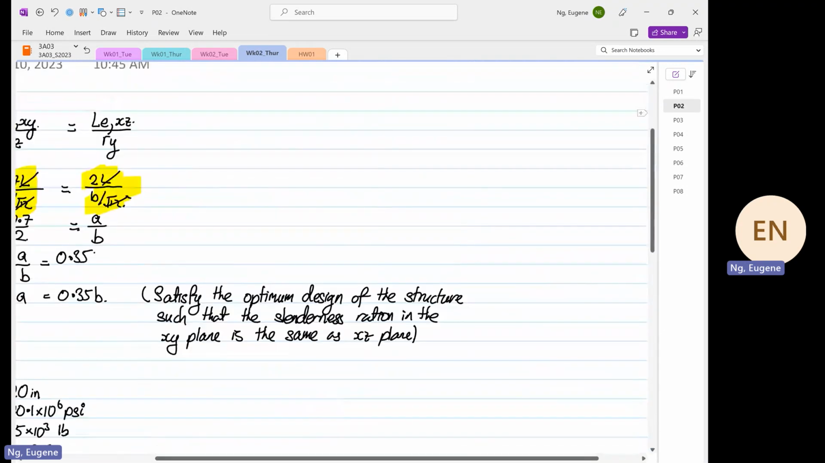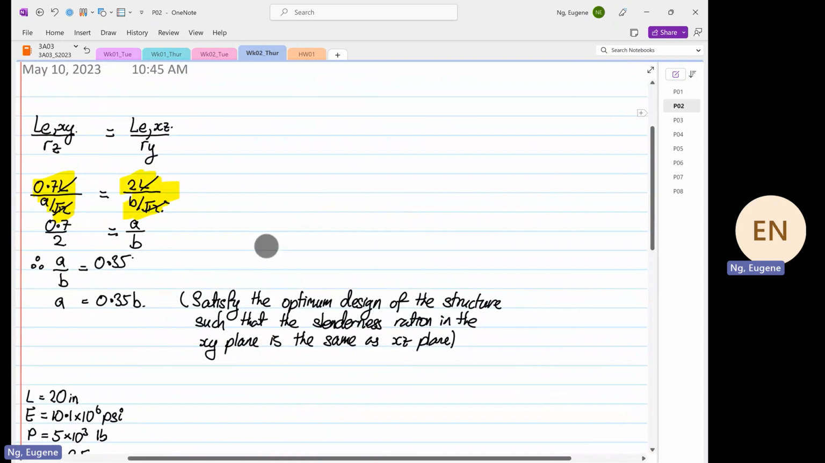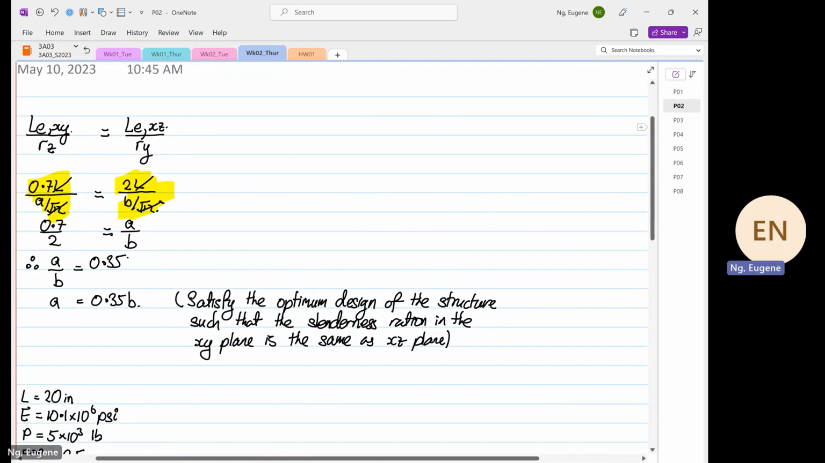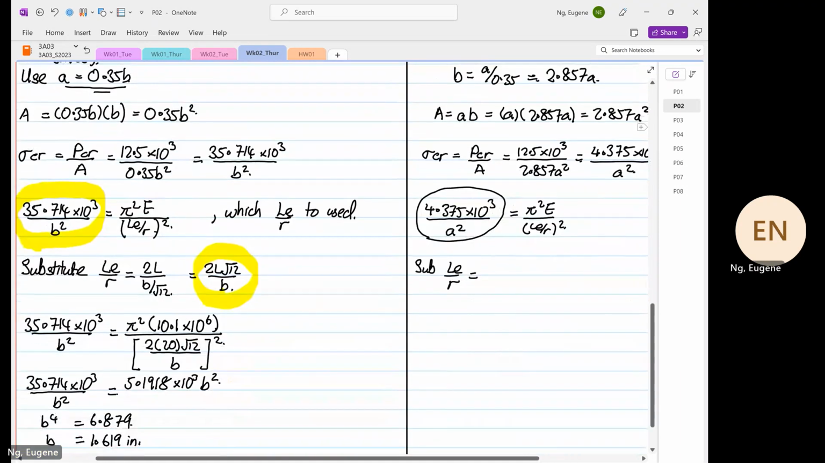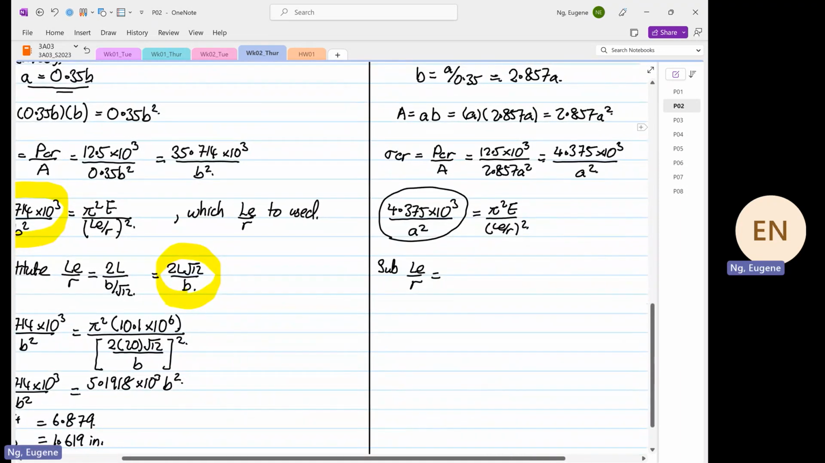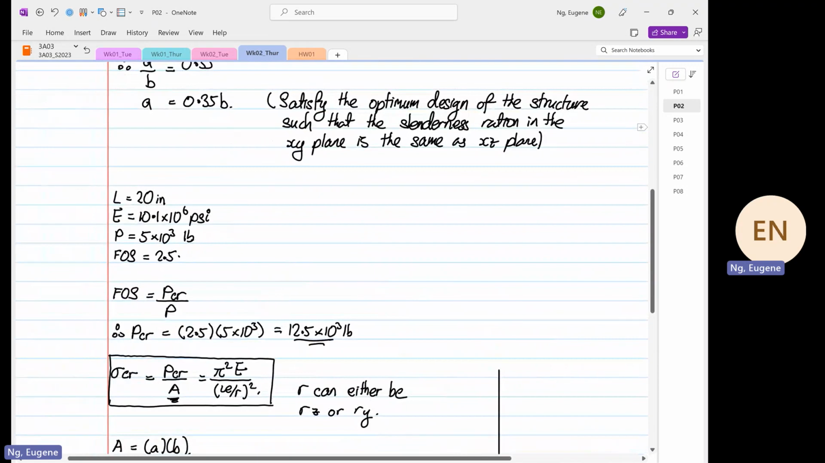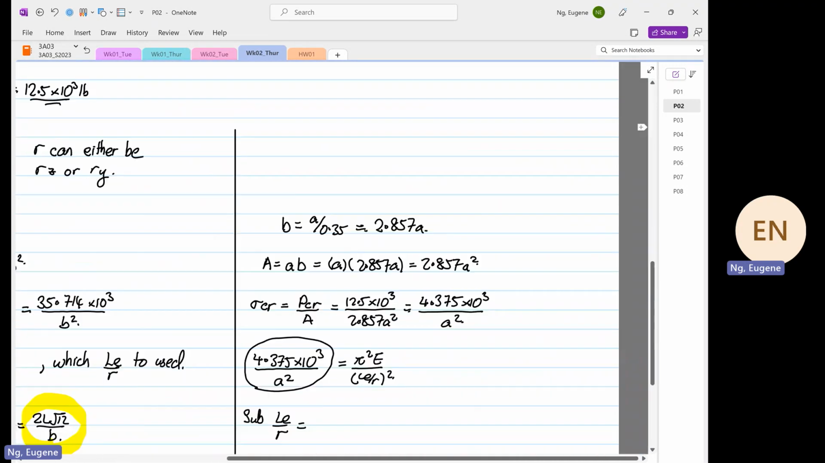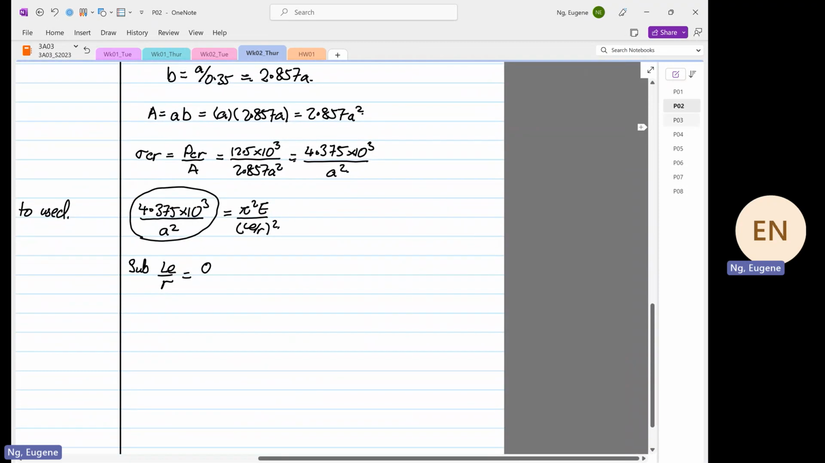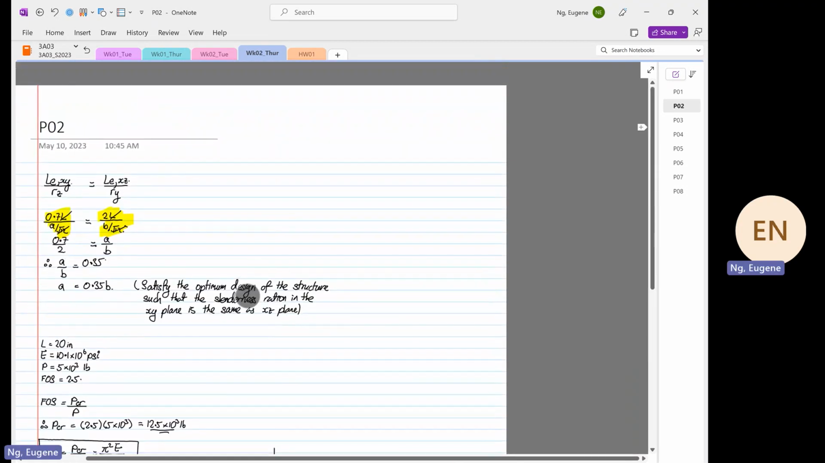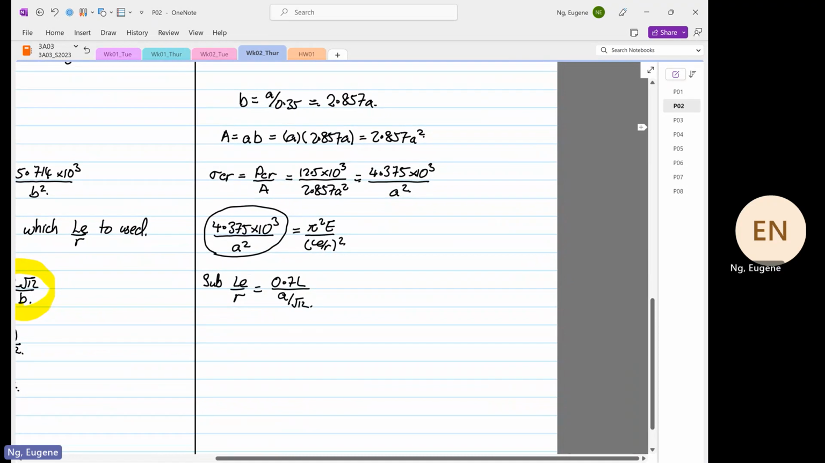So let's go up here. It is equal to 0.5 L divided by A over square root 12. Sorry, it's not 0.5. Why do I say 0.5? It's equal to 0.7 L, so this is equal to 0.7 L over A divided by square root 12. Am I right? I have to confirm. A over square root 12. This is correct.